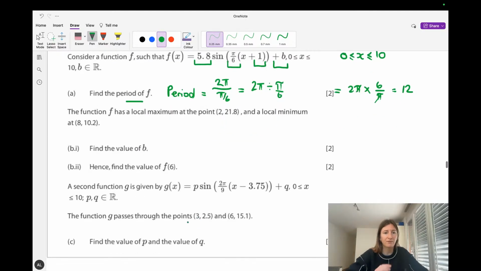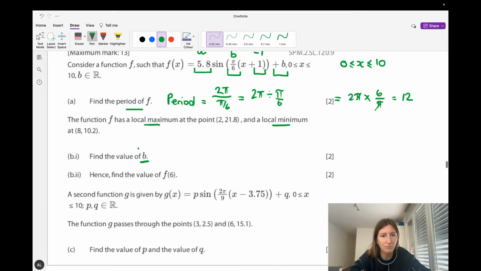Now, the function has a local maximum at this point and a local minimum at this point. So again, hint: local maximum, local minimum. That probably means you're going to use the amplitude formula or the principal axis formula to find something. So which one? They want the value of b. What was b again?